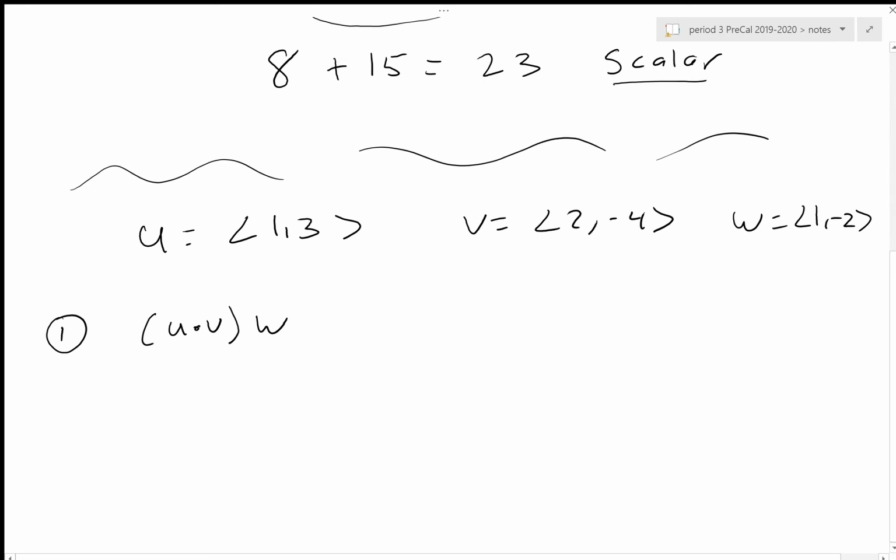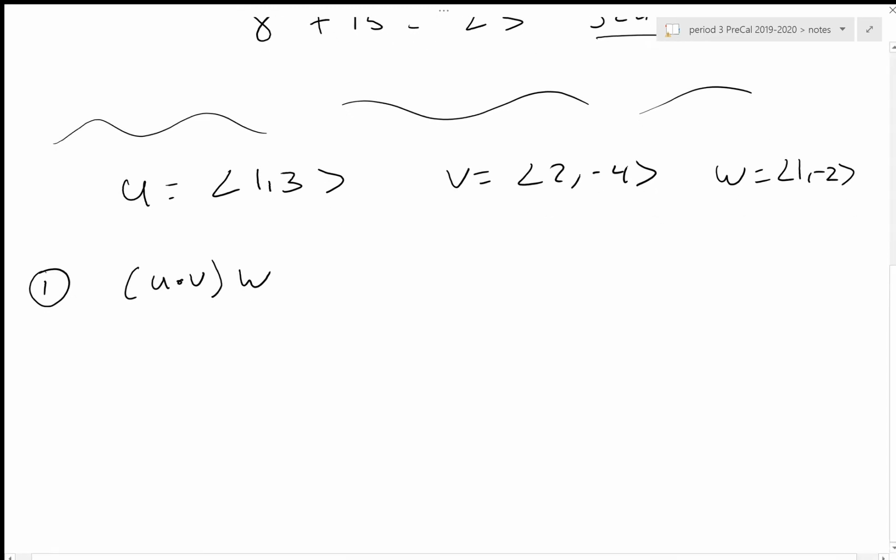Now, it's multiplying, so we'll just go in order. U times v, so 1, 3 times 2, -4, which would be 1 times 2, which is 2. 3 times -4 is -12. That equals -10.